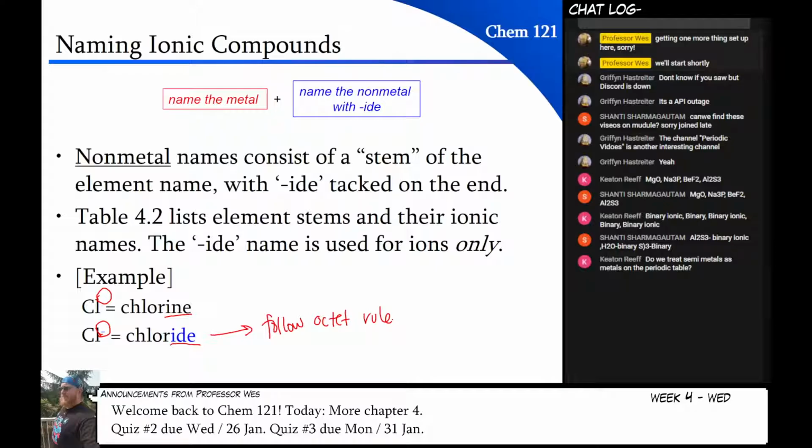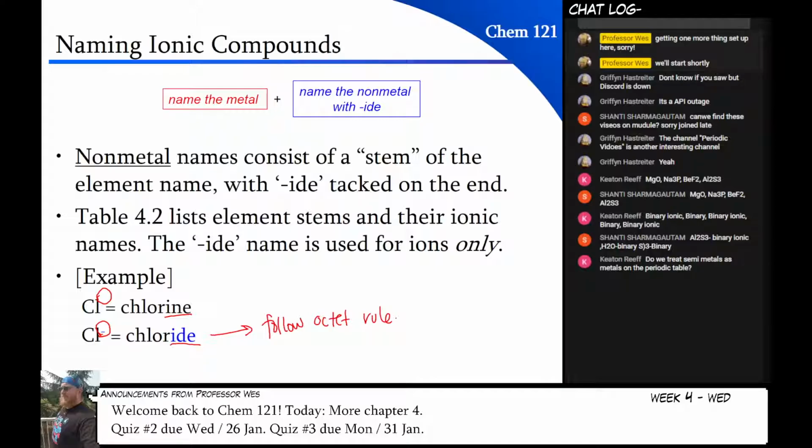So no numbers are needed. You do not need any Roman numerals for the nonmetals because they all follow the octet rule. So you just write whatever element it is with "ide" on the end for its name. And then in your mind, you should go, okay, it's however many electrons are needed to make the octet, and then that's its charge in minus. So chlorine needs one additional electron to become chloride with an octet. All right. That's the naming convention.